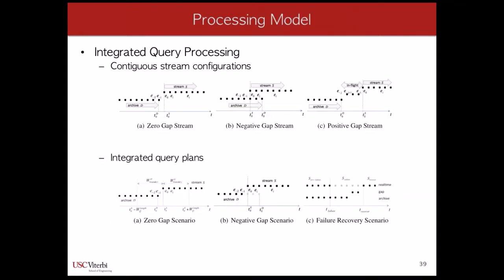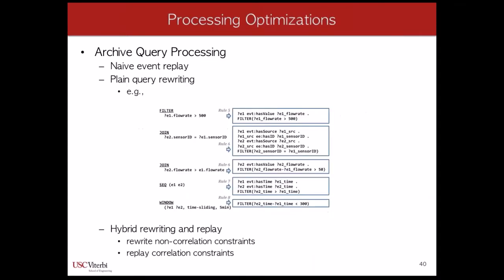Our approach, of course, is to first query the data archives, then query the data streams, and finally integrate the results. We experimented with two approaches to process the temporal queries over data archives. One is a naive event replay: we materialize events from the database and stream the history data through the CEP engine. Another approach is that we can rewrite the CEP queries into database queries and perform the query in batch over the database.